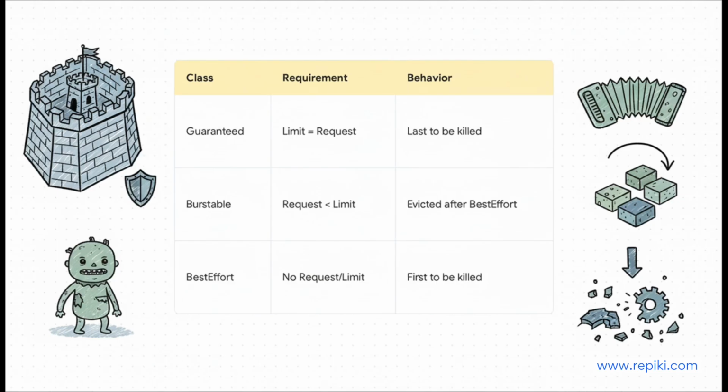Guaranteed pods are your fortresses. They're the last to go. Burstable pods are the flexible standard. And BestEffort pods, well, they're the scavengers, running on leftover scraps, and they are absolutely the first to be killed.